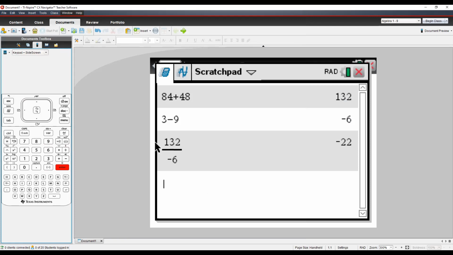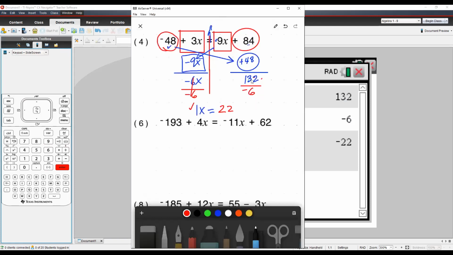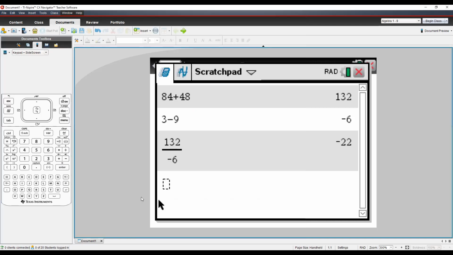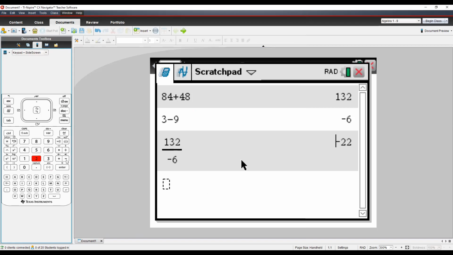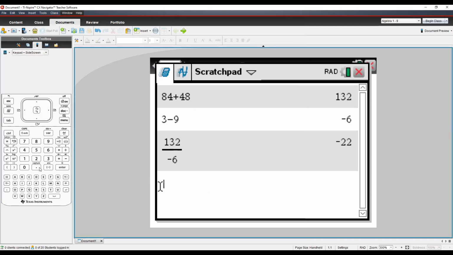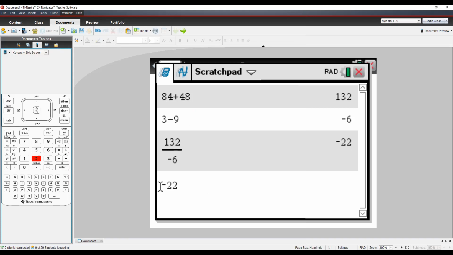So if I go back over here, you can see 132 divided by -6 is -22. So that's my answer. Now, the easy way to check this is just to take this number, -22, and then store it.